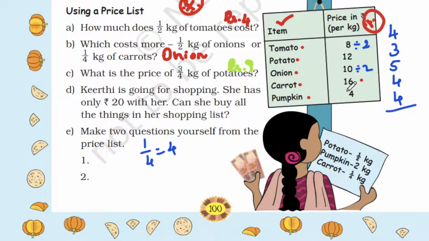So if she is buying pumpkin for 1 kg, let's calculate. We have 4 plus 4, which is 8. Then 8 plus 5 is 13, then 13 plus 3 is 16, and 16 plus 4 is 20. So we have 20. So now Kirti is able to buy all the vegetables using rupees 20. Okay. Next one.